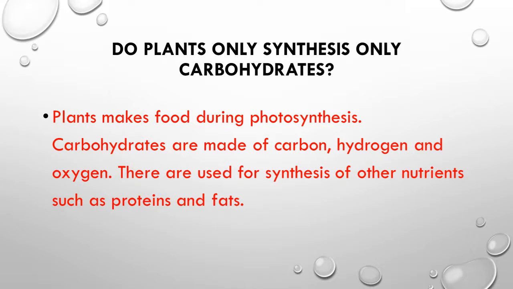Do plants synthesize only carbohydrates? Plants make food during photosynthesis. Carbohydrates are made of carbon, hydrogen and oxygen. We studied carbohydrates in the digestive system chapter. Carbohydrates are energy giving substances. So we get energy from carbohydrates. They are also used for synthesis of other nutrients such as proteins and fats.